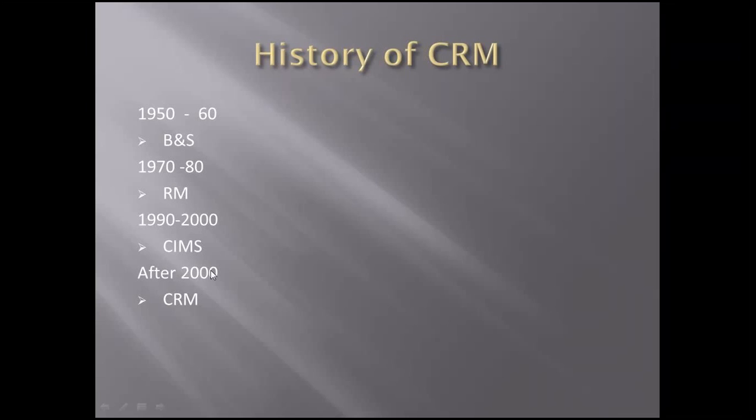So once again, remember guys, first of all, in the 50s and 60s, we were using the B&S method. So what is a B&S method? B&S method stands for buying and selling. In this phase, there is no relation between the customer as well as the organization. If the customer wants any product, directly they will go to the store and purchase the product. There is no relation. And coming to RM method, in the late 70s and 80s we were using the RM method. RM method stands for relational marketing. In this phase, we are storing the customer information in a book.